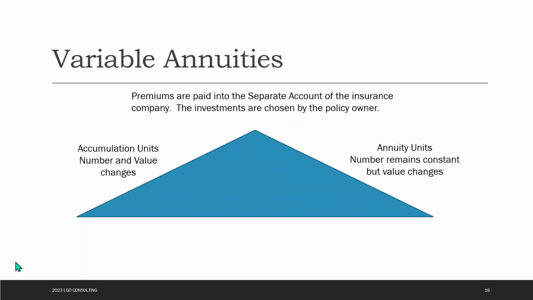It's very common to have a test question. The accumulation period, you're buying more units, and the price of the units does change. But when you annuitize, you're not liquidating units. The number of units stays the same, but the value of the unit will fluctuate depending on the performance of your investments that you've chosen. Right? So your payouts can actually fluctuate.